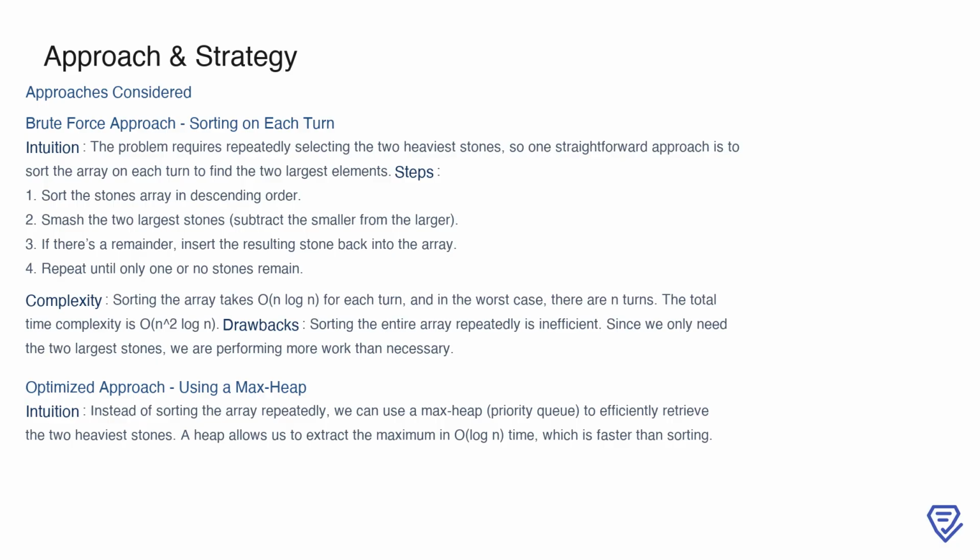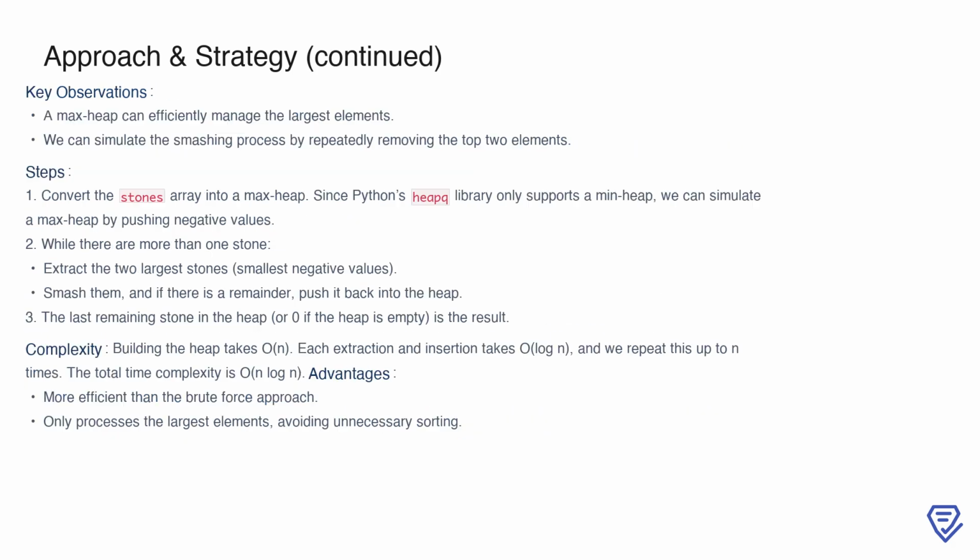This inefficiency leads us to consider an optimized strategy using a max heap. A max heap provides a much more efficient way to manage and retrieve the largest elements. The key idea is that a heap allows us to extract the maximum element in just O(log n) time, which is significantly faster than sorting an entire array. To implement this, we first convert the stones array into a max heap.